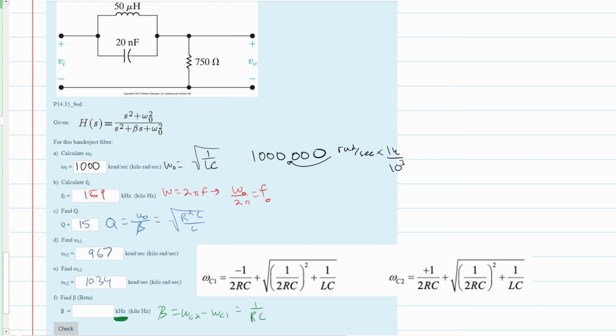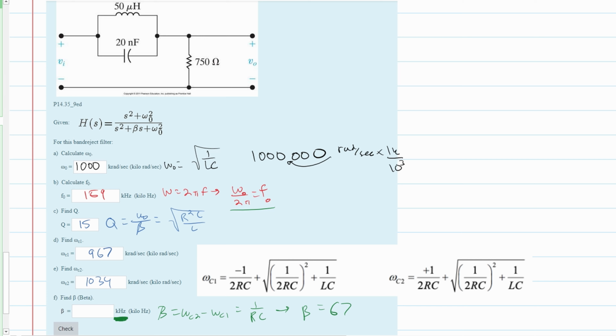If it's in rads per second, then we're solving for radians, or we're solving for our omega, sorry. But since it's in kilohertz, we need to convert this to frequency, and we're going to use this equation to convert from omega to frequency. But we can first find our omega. So B in the omega form is going to be 1034 minus 967. And we've gotten these from our omega c2 and our omega c1. We can see that we're subtracting them here, and then we've found them right there. And so subtracting this, we are going to get that our B is equal to 67.